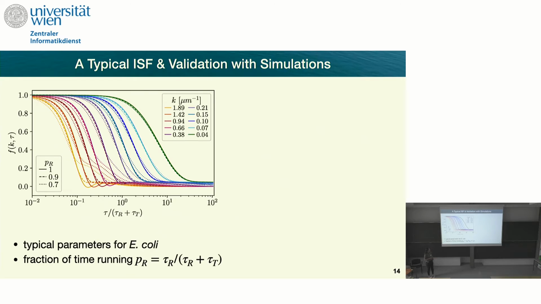And so before we go to the experiments, I just want to point out a few features that are now different to the simple passive case that we saw in the morning. What you can see here are intermediate scattering functions, again for different length scales as a function of time. If you see these oscillations, that's a signature that the cells are swimming. So that's a signature for an out of equilibrium process.